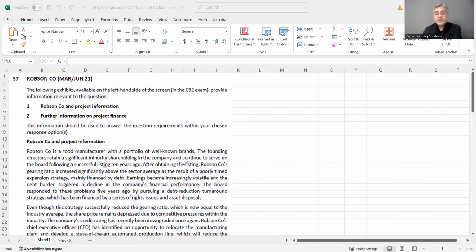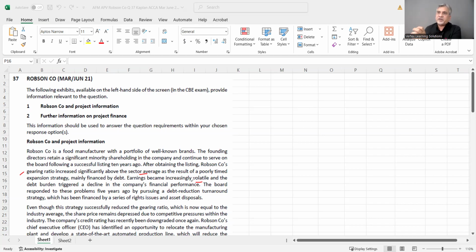After obtaining the listing, Robson company's gearing ratio increased significantly, which means that they have taken additional debt above the sector average. So whatever the other competitors in food manufacturing, Robson's gearing or debt ratio is higher, as a result of a poorly timed expansion strategy, mainly financed by debt. They tried to expand, and in order to expand, they got some additional debt, and that was probably not properly timed.